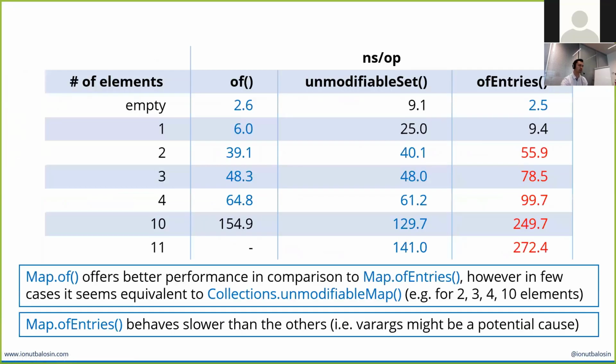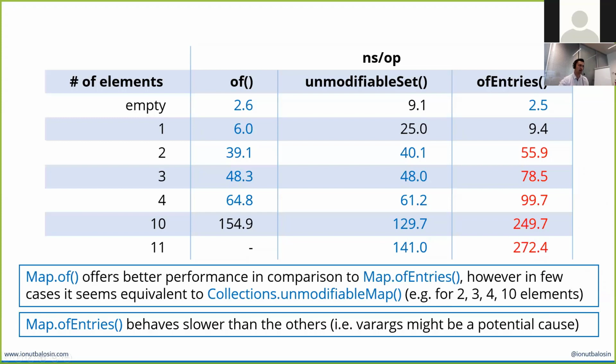In terms of performance, what I did here, I compared, for example, the creation time using the of method for a different number of elements, the classical API unmodifiable map, and here I foolishly used, for example, ofEntries even for less than 11 key-value pairs. The thing is that ofEntries was always or almost always proven as being the slowest.